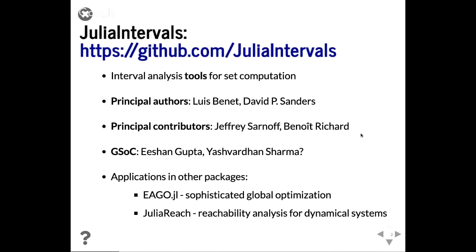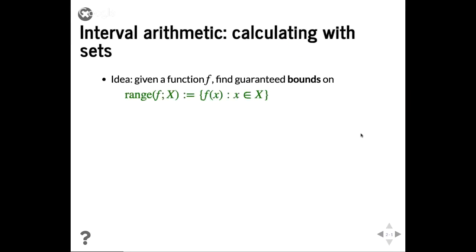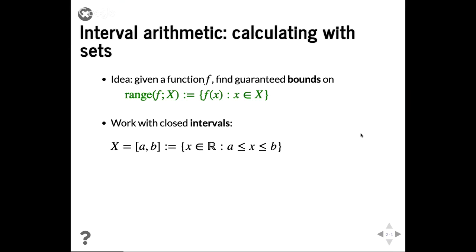OK. So what is this interval arithmetic thing? How do I calculate with sets? As I said, I want to bound the range of a function over a set, which I'll write as range of f over x. And the way we're going to do that is by doing calculations with intervals, so closed intervals, which are all the real numbers between a and b. And a and b are going to be floating point numbers, which are the extremes of one interval. And then I'll implicitly calculate with all of the real numbers between those two floating point numbers in my calculations.